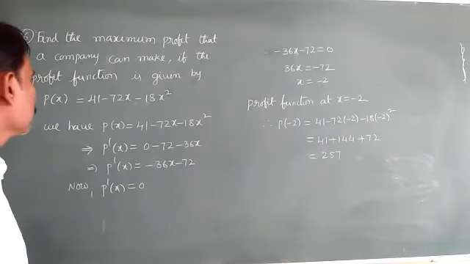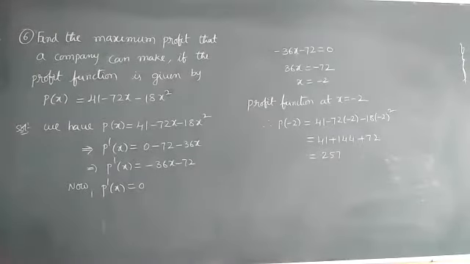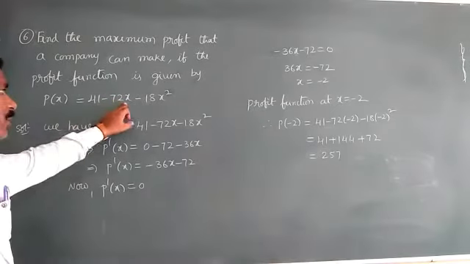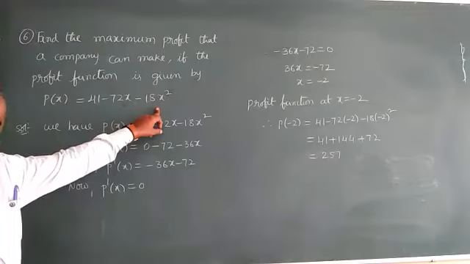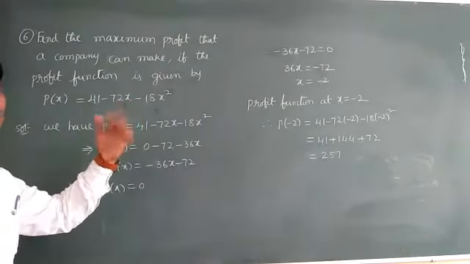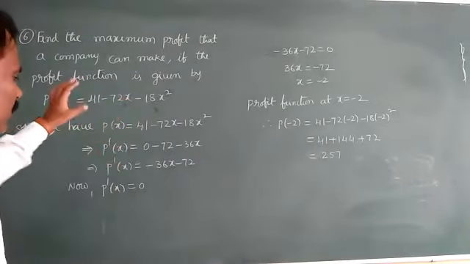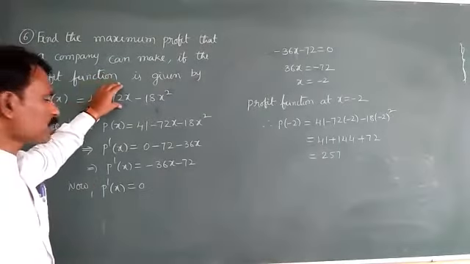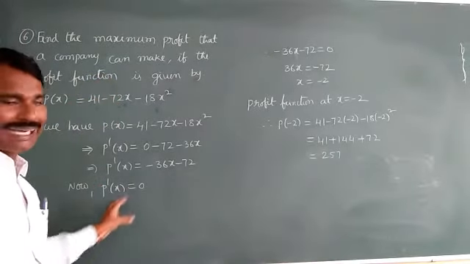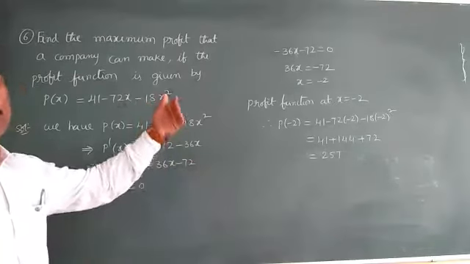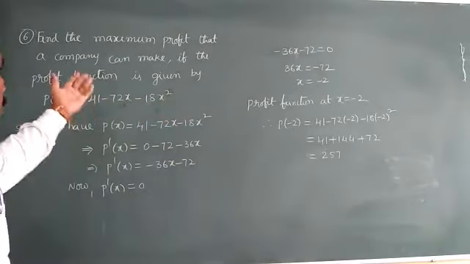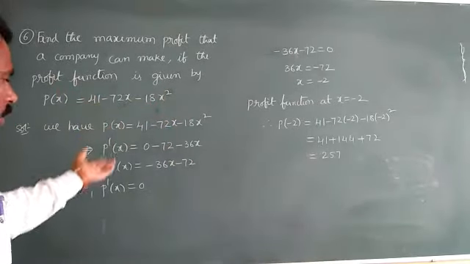Students, next, sixth one. Find the maximum profit that a company can make if the profit function is given by p of x is equal to 41 minus 72x minus 18x square. Whatever it is, the profit means maximum we will get. So from this problem, find the critical point, and at that critical point, how much profit we will get. There is no interval for that, that means x belongs to R.